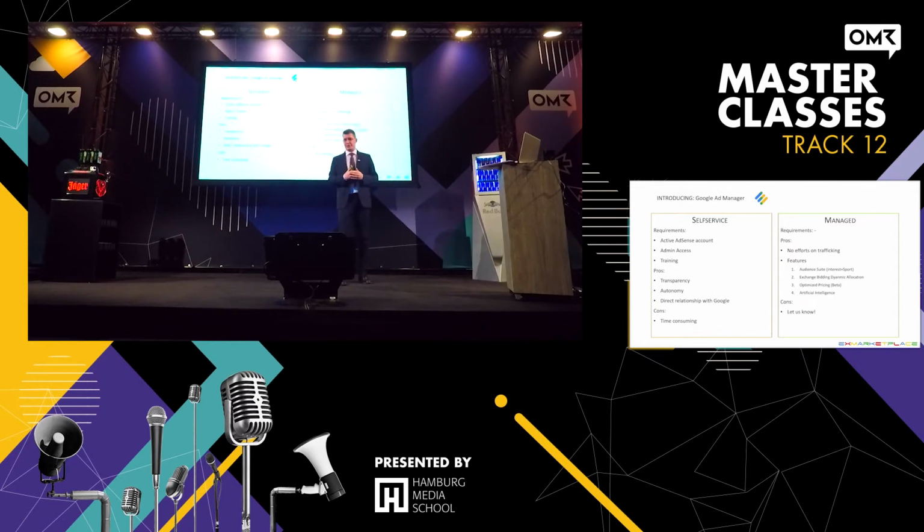The second one is the exchange bidding dynamic allocation. This is a great solution for header bidding, and we will see later on all the aspects of this platform. Then we have the optimized pricing.